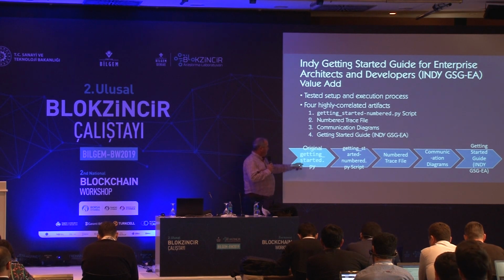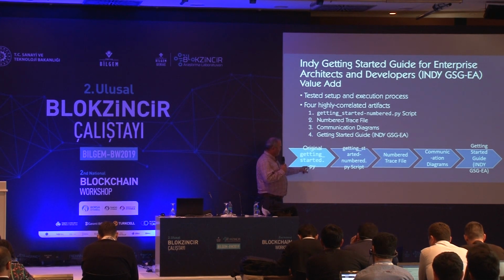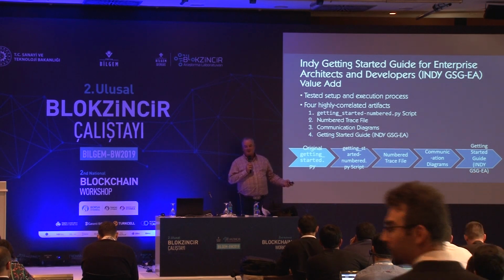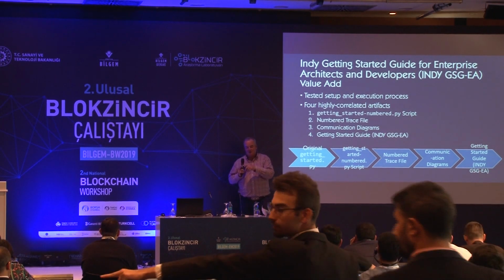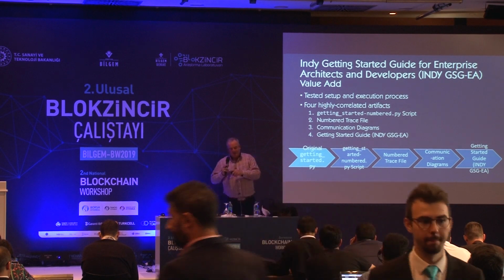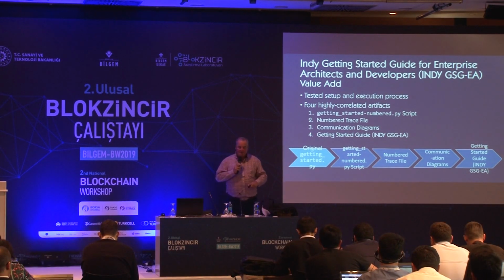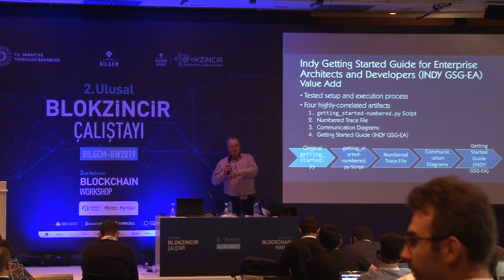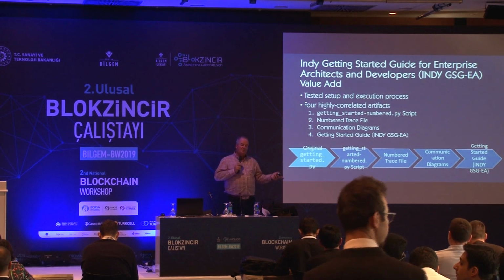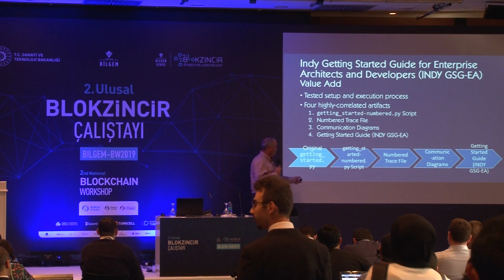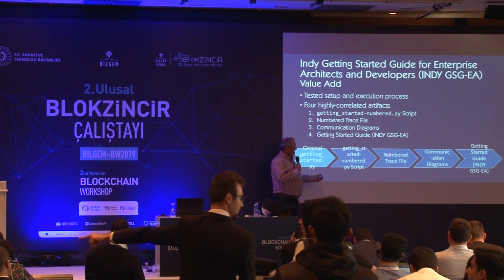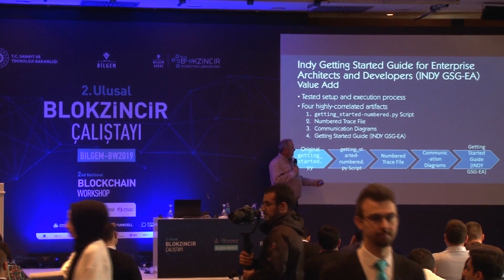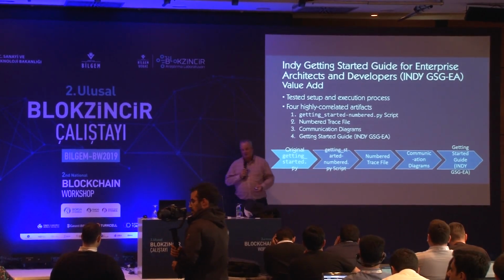So there was the original Getting Started Python file that just spewed out hundreds and hundreds of lines. But if you're interested in a particular part, how did he or she create this kind of credential, and how did he or she write into this wallet, it was hard to match up what was coming out as output with what was in the script. So then I created the numbered script, and then you got the numbered trace file, then I created the communication diagrams, and then there's the guide that we're going to look at.